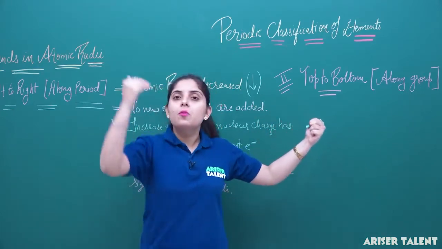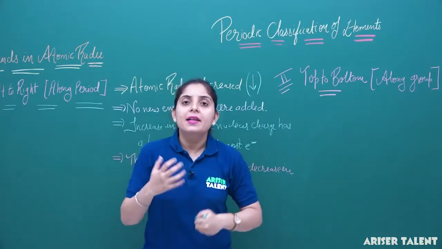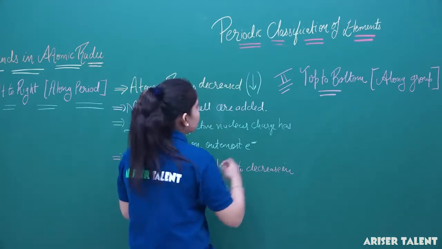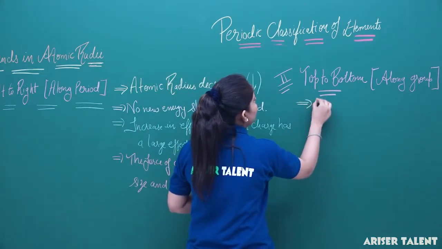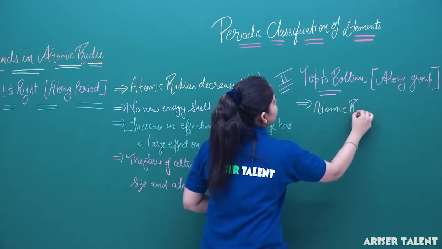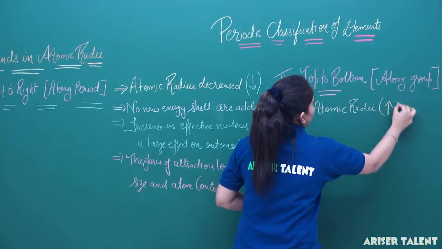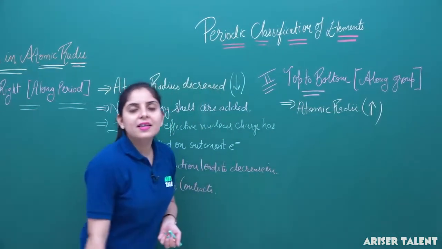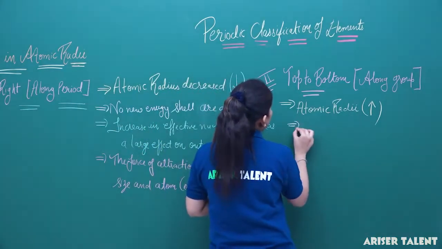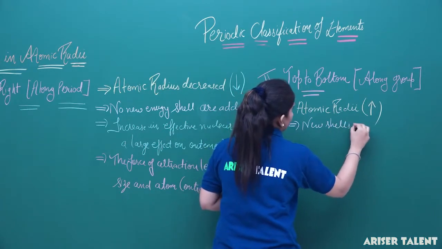It means going from top to bottom, what will be the trend in case of the atomic radii? The atomic radii is going to increase. So we can see that in going from top to bottom, atomic radii increases. Why is atomic radii increasing? Because new shells are added.